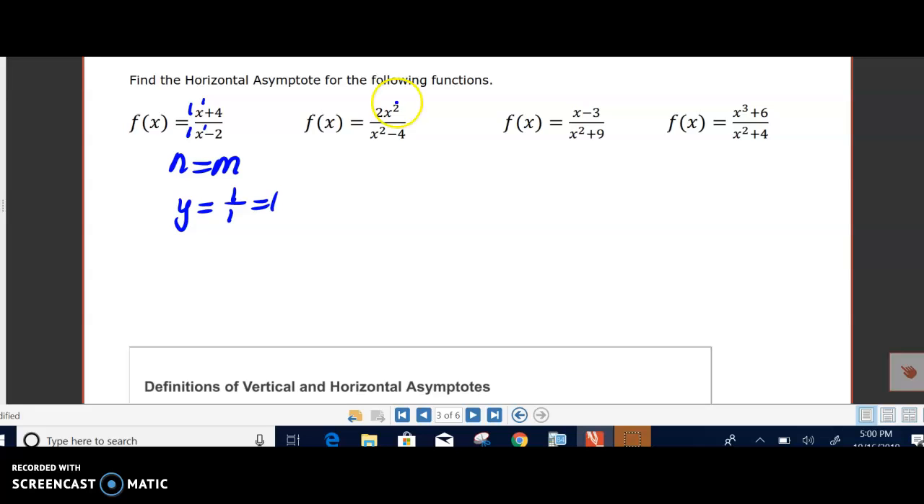The next one, let's look at the degree. The degree over here is 2. The degree over here is 2. Since n is equal to m, it's going to be the line y equals a over b. In this case, it's 2 over 1. So it's y equals 2. There's your horizontal asymptote at 2.